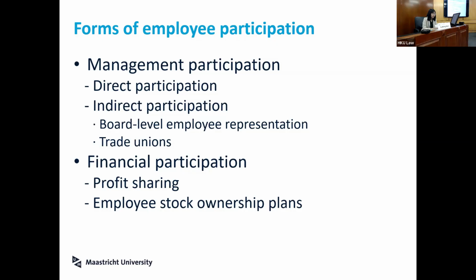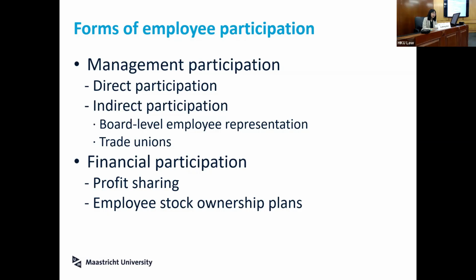And the second form of indirect participation is trade unions. So the trade unions will act on behalf of their members and negotiate for better working conditions and better working welfare with the employers. In this case, the trade unions act on behalf of their members, so there's also a form of indirect participation.